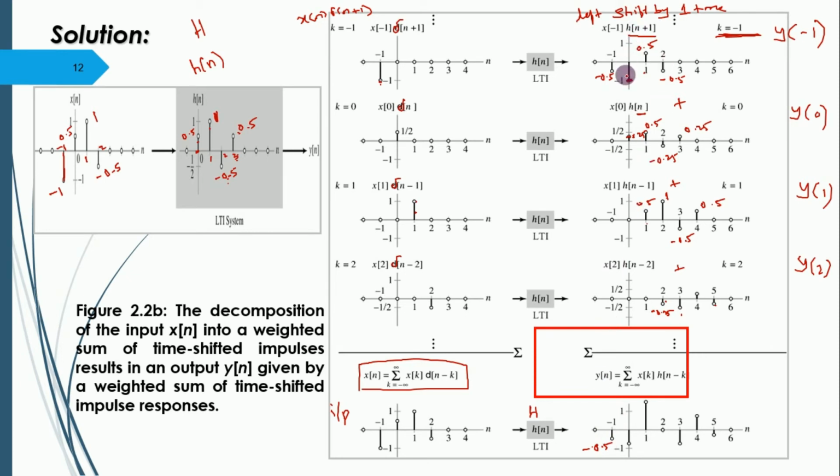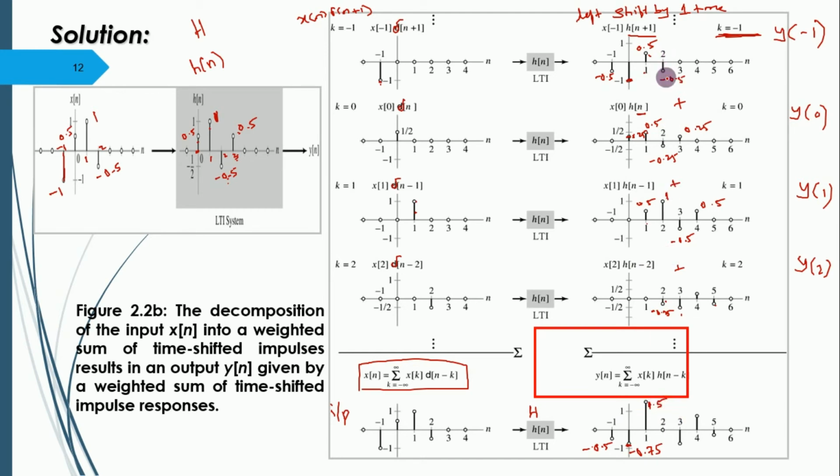Okay. At 0, I am having minus 1. Then I am having nothing. Here I am having 0.25. Minus 1 plus 0.25 will result in minus 0.75. That is at 0. And at 1, what am I having? 0.5 plus 0.5, that is 1. 1 plus 0.5, that is 1.5. Here I am having 1.5.